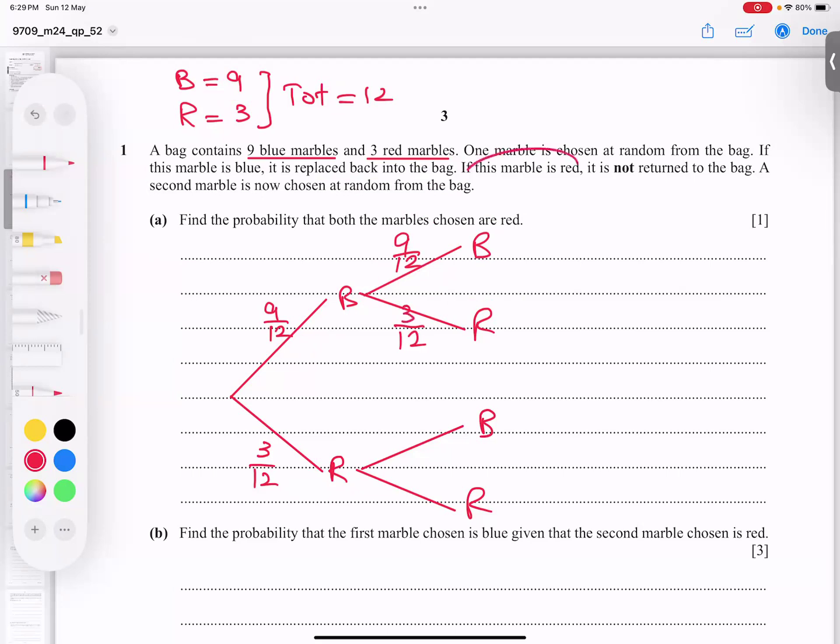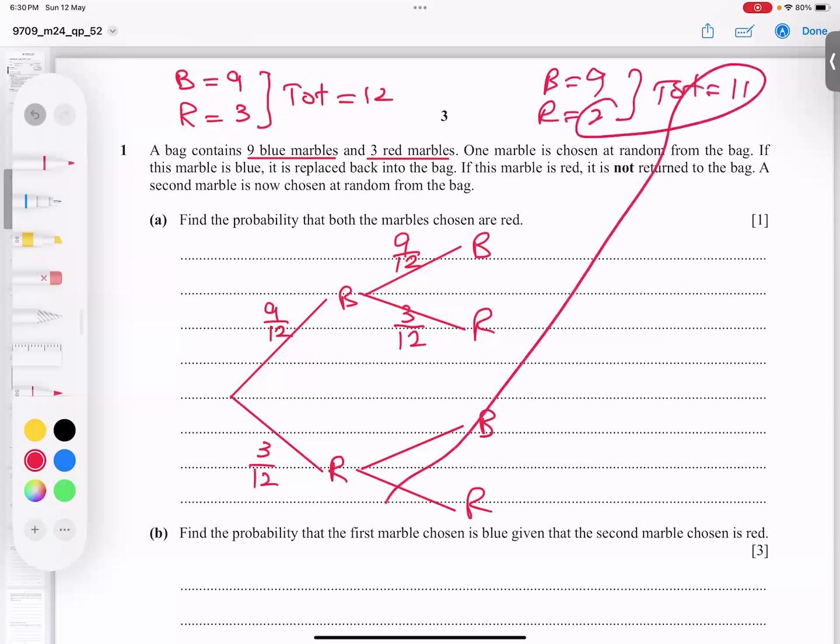But when the first ball is red, it is not replaced. It means you will keep red out and not put it back inside. So the red 3 in the beginning reduces by 1 and remains 2 now. Blue remains 9, red becomes 2 and the total becomes 11. So 2 by 11 is the chance here, and on the upper branch, 9 over 11.